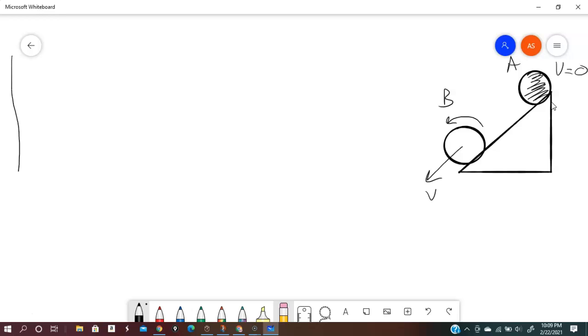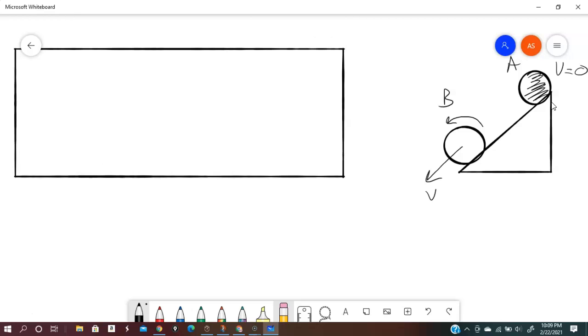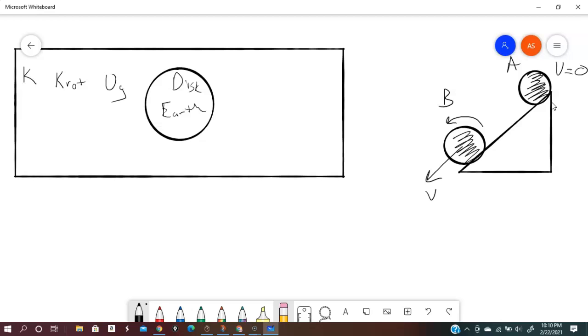And very similar to what we used to do with energy problems like this, we would make a little table and draw a circle, and that would be our system. Our system would be this disk over here and the Earth. Okay, and the possible types of energy that we're dealing with at point A would be kinetic energy, rotational kinetic energy, or gravitational potential energy. We don't have any springs, we don't have any elastic energy to deal with.